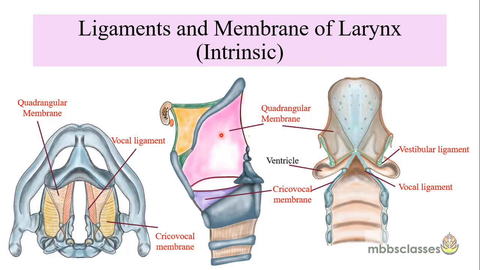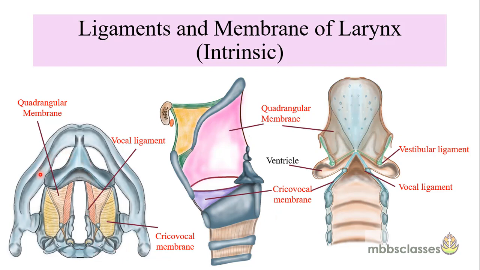And the intrinsic membrane is divided into two parts by the sinus of the larynx. The part above is called the quadrangular membrane, and it arises from the lateral margin of the epiglottis and extends up to the arytenoid, and it has a lower free border. And the part below the sinus is the cricovocal membrane, which is also called the conus elasticus.